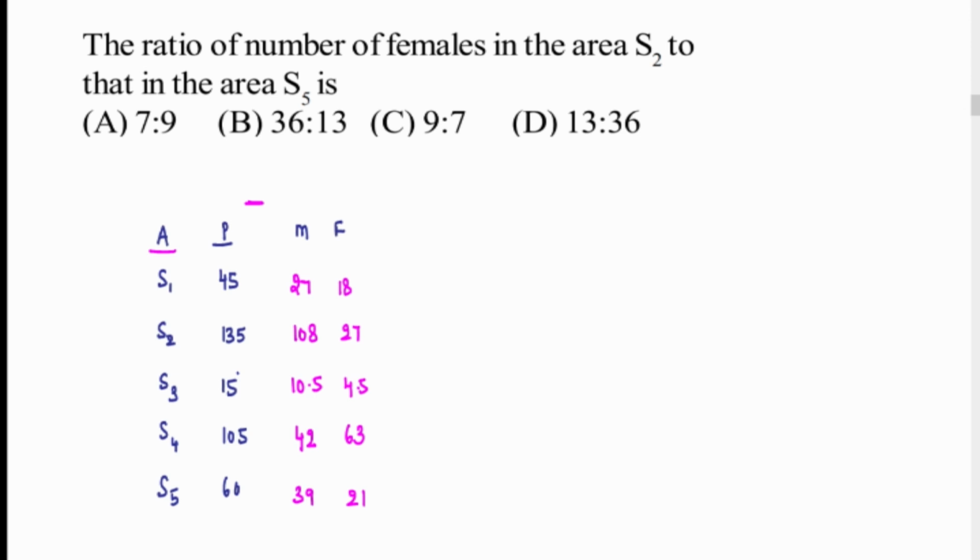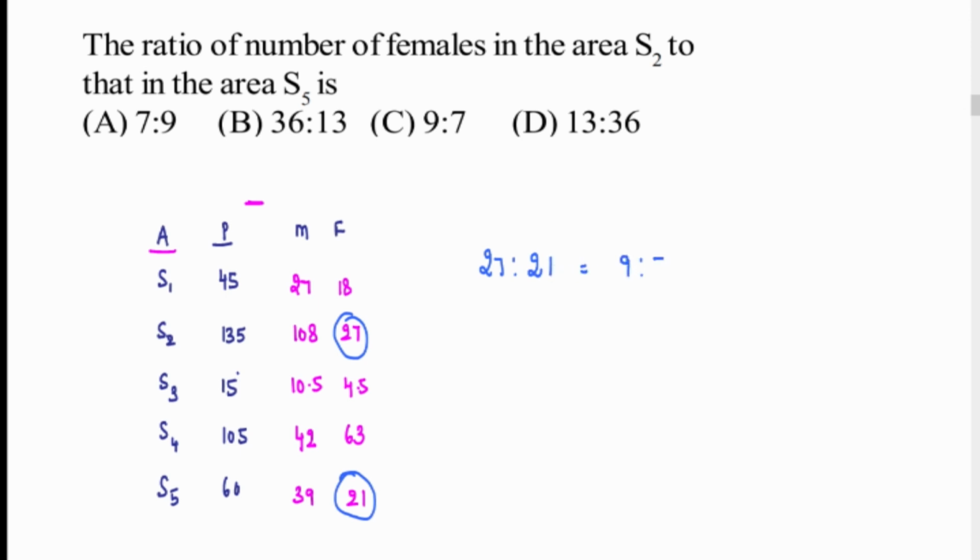So the answer is 13.8 lakh, option A there. The ratio of number of females in the areas S2 to that in the area S5 is. So look at, already we have the data with us. Therefore, it is very simple for us to look at S2 and S5. Look at female in S2, it is 27, and look at the female in S5, it is 21. Therefore, the ratio is 27 is to 21. Cancel it in the 3 table.